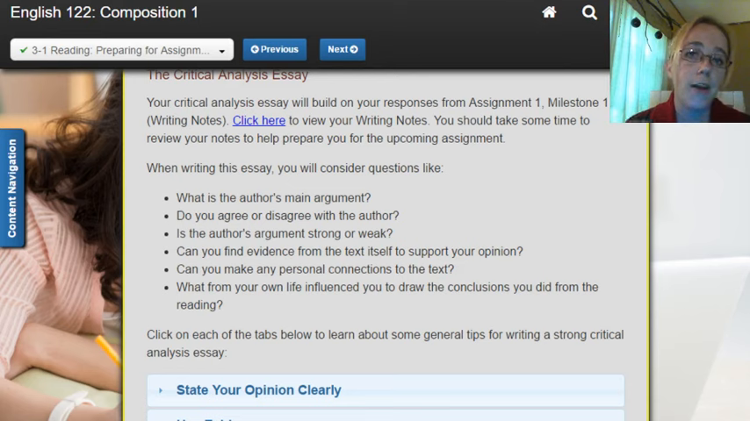We are not arguing whether or not we need to have gender neutral terms. We're not arguing whether or not college is necessary. We are exploring and analyzing how the author presented their argument. What evidence, what key points did they use to effectively support their argument, that kind of stuff.